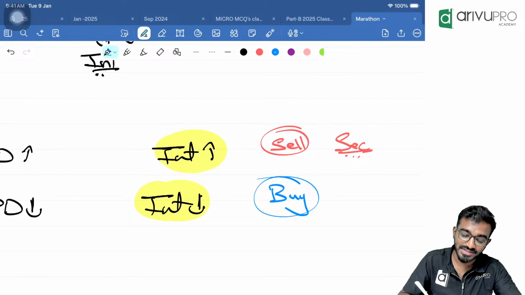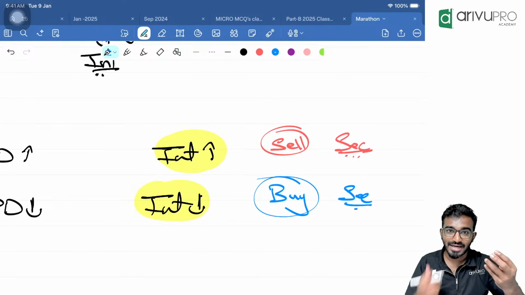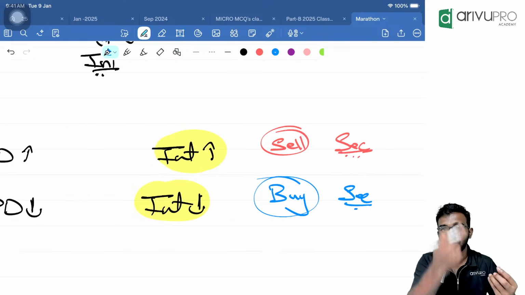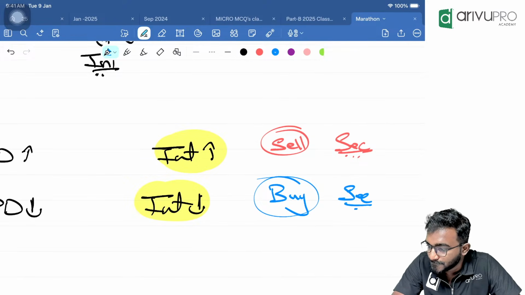Purchase back, buy securities. When RBI buys securities, money will go from RBI to the general public. So buying and selling of securities: selling will happen during inflation, and buying will happen during deflation. Clear?